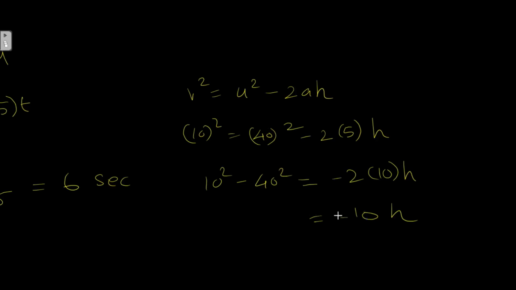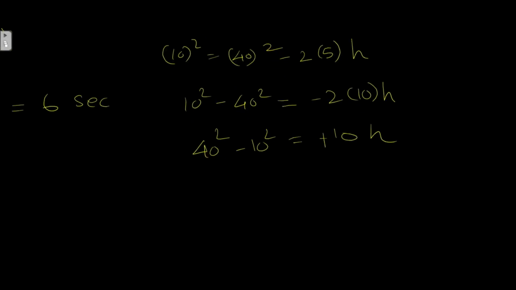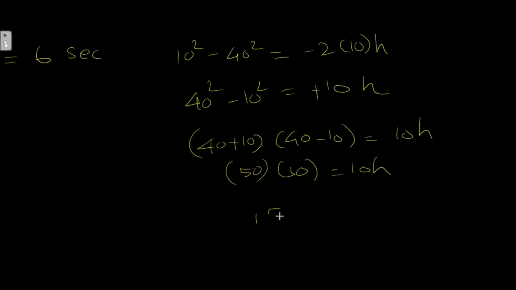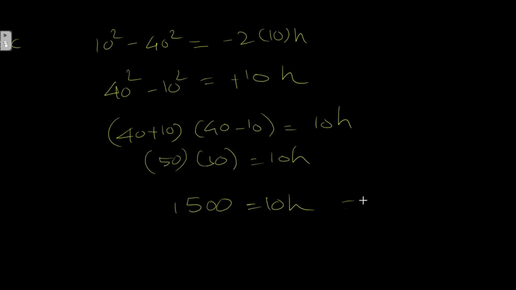Multiplying both sides by minus, 40 squared minus 10 squared equals 10h. Then 40 squared minus 10 squared, that is (40 plus 10)(40 minus 10), equals 10h. Then 50 into 30 equals 10h. Then 5 threes are 15, 1500 equals 10h. So h is equal to 150. h is equal to 150 meter.